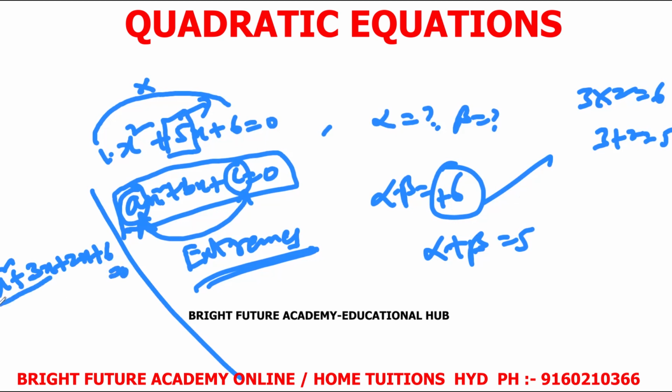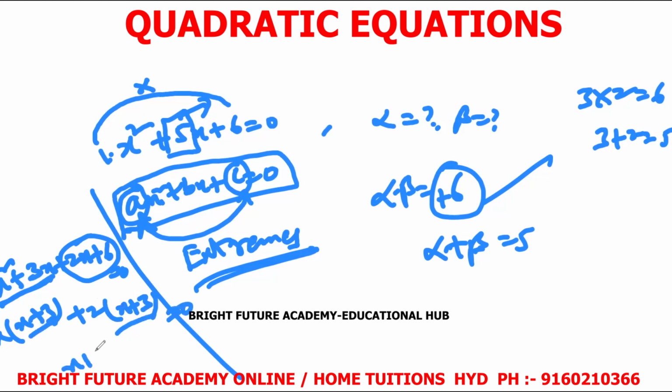Then take the first two parts. Which is the repeating term? x. We have to take it as common, and we get x plus 3. Then for the rest, 2 into x plus 3. So this x plus 3 is the repeated common term. You have to take it outside, and the rest of the term is x plus 2. So this is (x plus 3)(x plus 2) equal to 0.